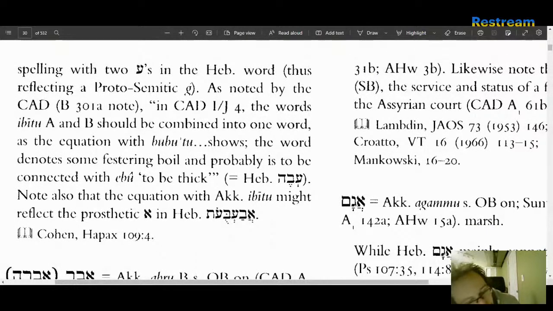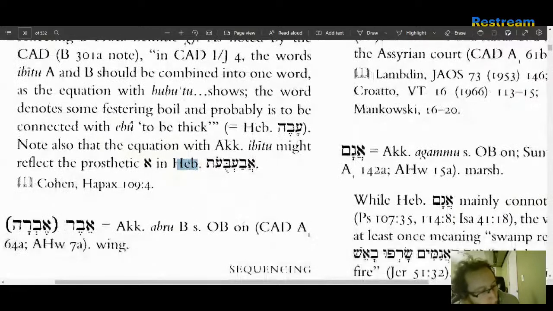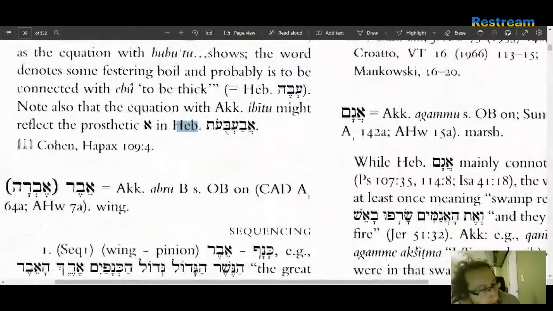It says it probably is connected with the Hebrew word and the Akkadian word ebu, meaning to be thick. Note also that the equation with Akkadian ibi2 might reflect the prosthetic Aleph in the Hebrew. The prosthetic is the prefix Aleph added. So wing comes next, but before we go to that, let's see what we have in the comprehensive etymological dictionary.